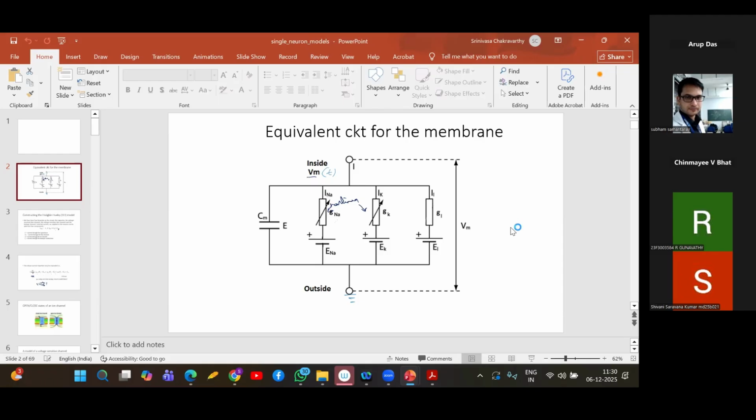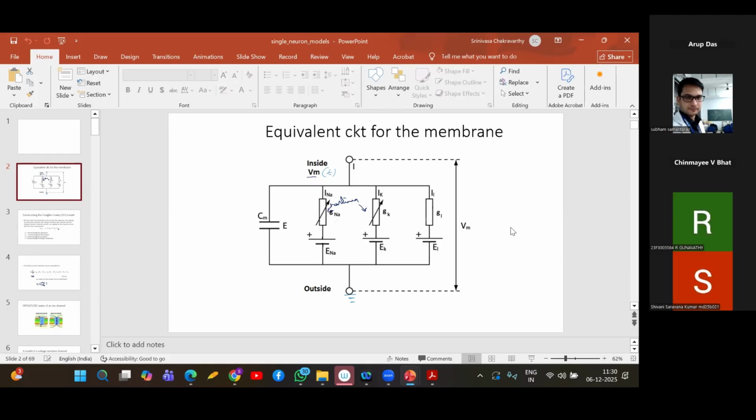Okay, but the circuit represents only a model of a small patch of the neural membrane, not a full neuron. Is that what you're asking? Yes, sir, it's clear. Thank you so much. So yes, it's not a model of a full neuron. It's only for a small patch of membrane.